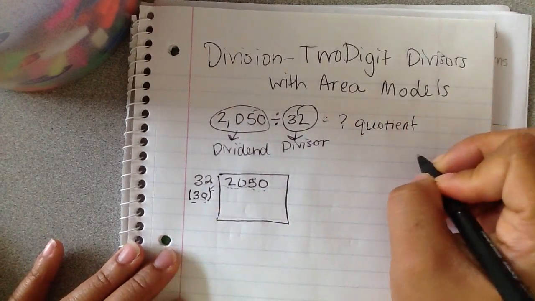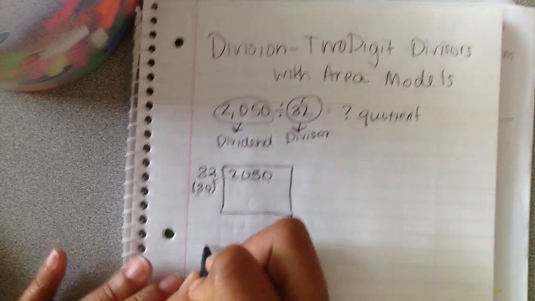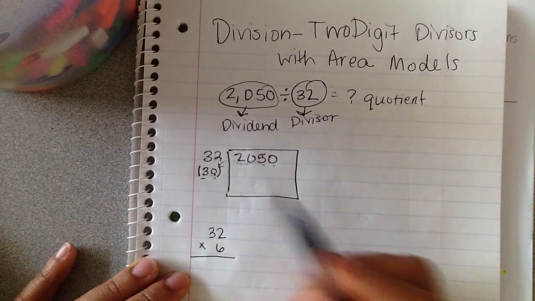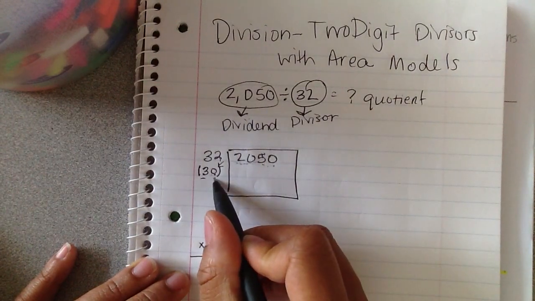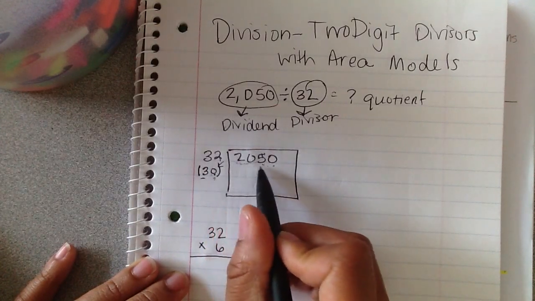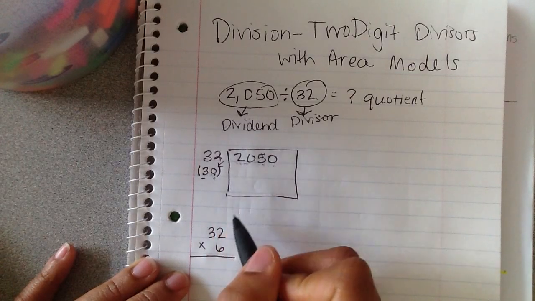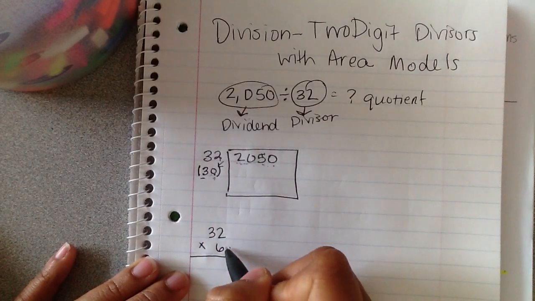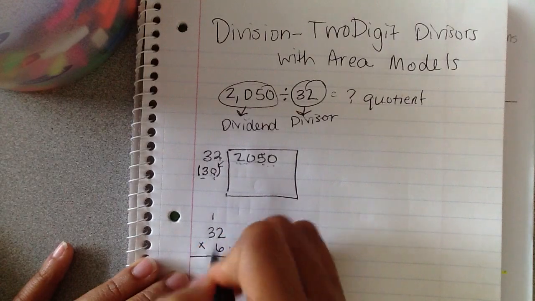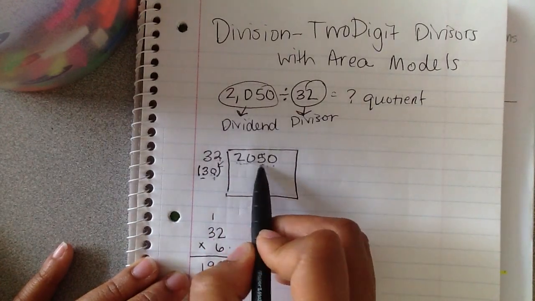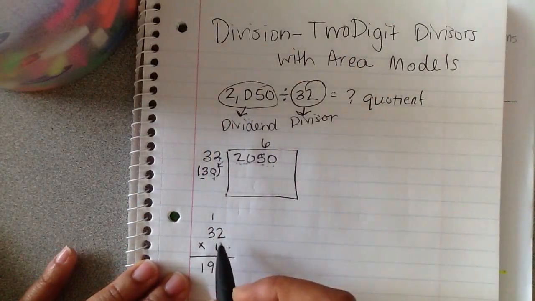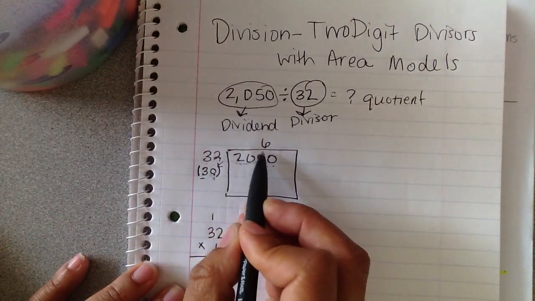So on the side of my paper, or down here below my box, I'll work out 32 times 6. How did I get this 6? I used an easy number close to 32, counted by it, and got pretty close to a number in my dividend. So let me try my actual divisor times 6. 6 times 2 is 12, carry my 1. 6 times 3 is 18, plus 1 more is 19, so I get 192. That's super close to 205. So I can put a 6 up here because I multiplied 6 times my divisor, 32, and got 192.